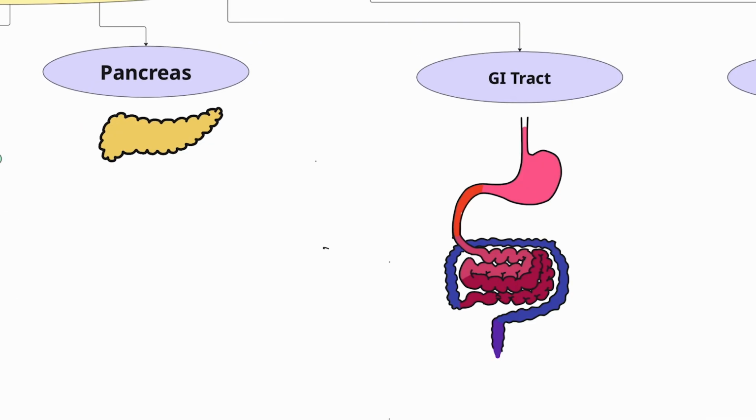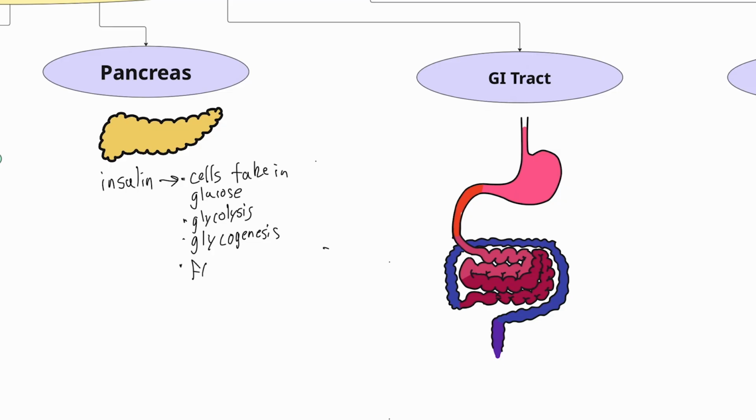Now we're going to look at the hormones released by the pancreas. Insulin is released in response to high blood glucose levels, and it helps the cells of our body take in glucose from the blood. It also promotes a lot of things in metabolism, like glycolysis, glycogenesis, and fatty acid synthesis. When blood sugar drops, the pancreas releases glucagon, and what glucagon does is mobilize the body's stored energy. So it breaks down glycogen in a process called glycogenolysis, and it breaks down fat and promotes fatty acid oxidation.